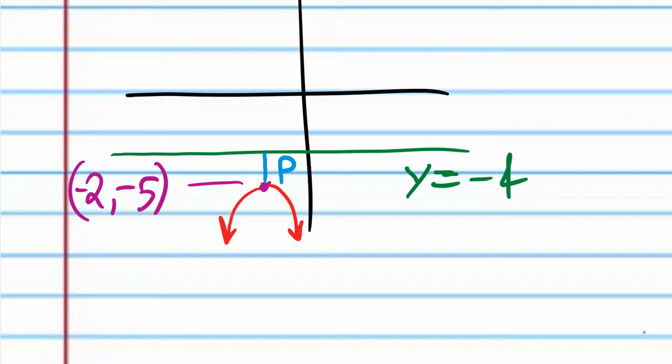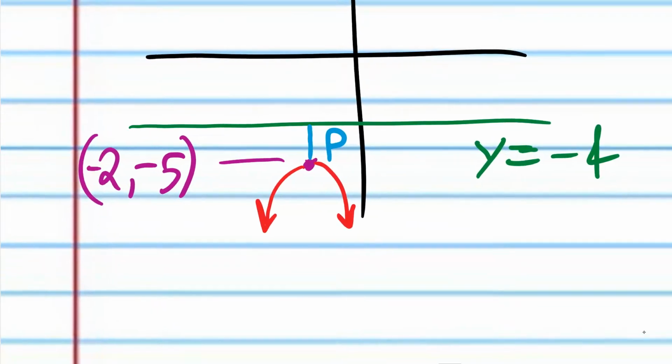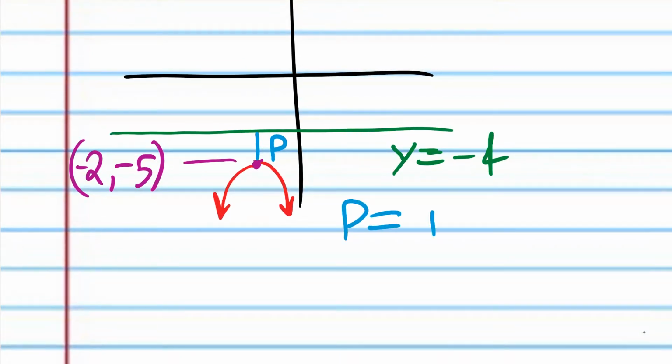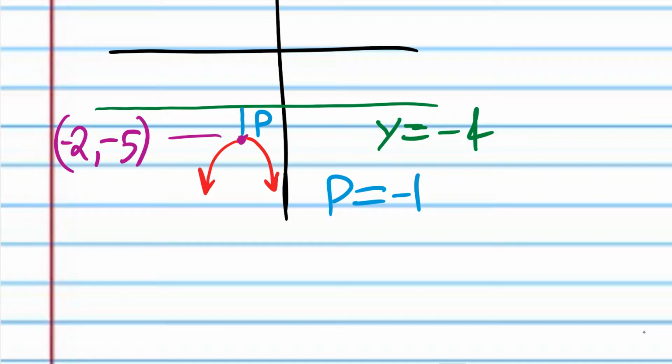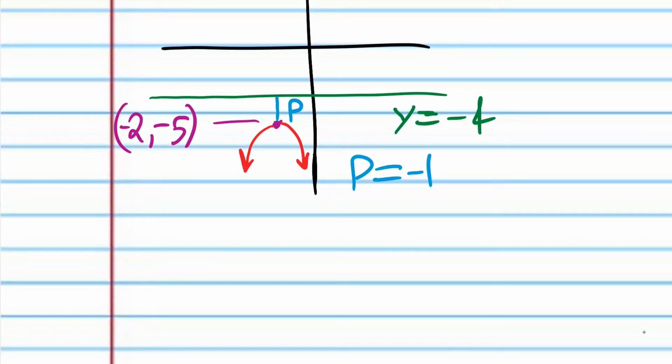And so what we're looking for is the distance from the vertex to the directrix, which we call p. And the green line is y equals -4, so then you can just go down from -4 to -5, and obviously we just went down 1 unit. So p is equal to 1. But hold on for a second, the parabola is going down, so p is actually going to be -1. Remember, p is always negative if the parabola is going down, and it's always positive if the parabola is going up.